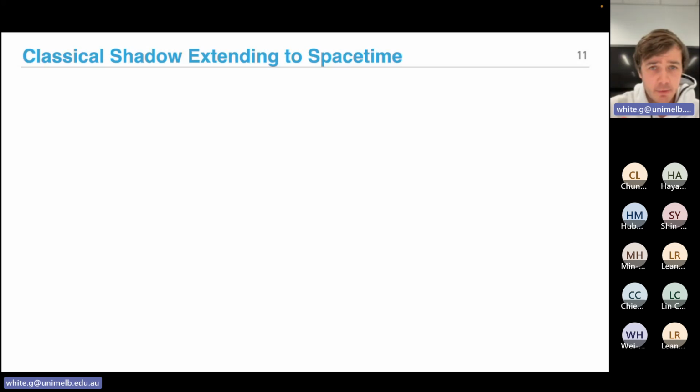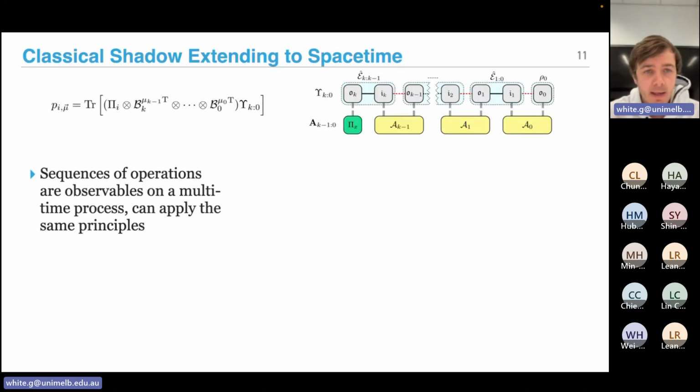To bring this back to processes and non-Markovian processes, we made the observation before that sequences of control operations are like observables on a quantum state. A process tensor can be represented as a quantum many-body state. And so indeed, we can apply the classical shadow formalism to learn properties of our process tensor across many different qubits and many different times.